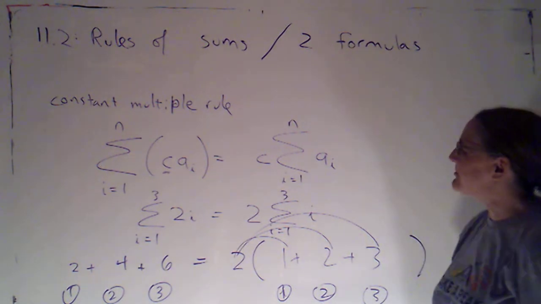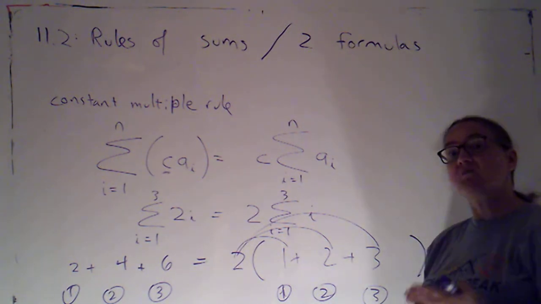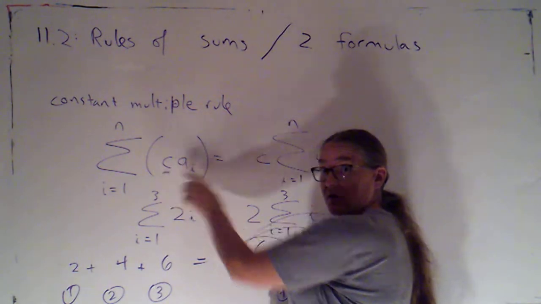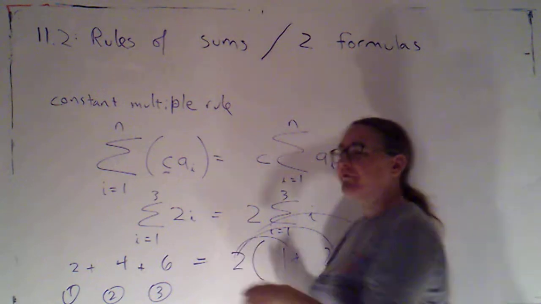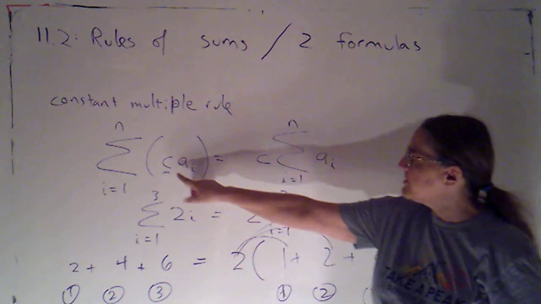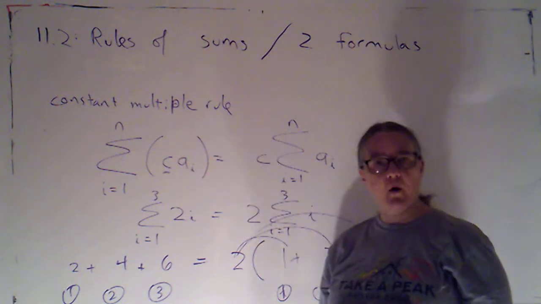So those are the 3 rules that we have: addition, subtraction, and multiplication by a constant. We don't have a rule for if we have 2 parts that do depend on i and are multiplied together, but we do have a rule if we've got 2 factors and one of them is constant.